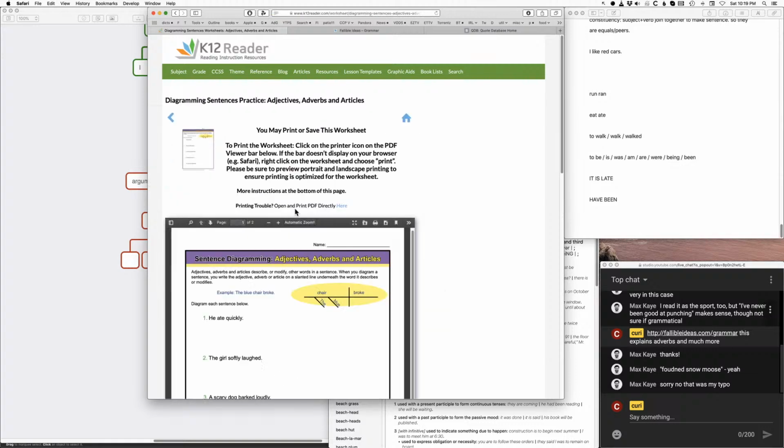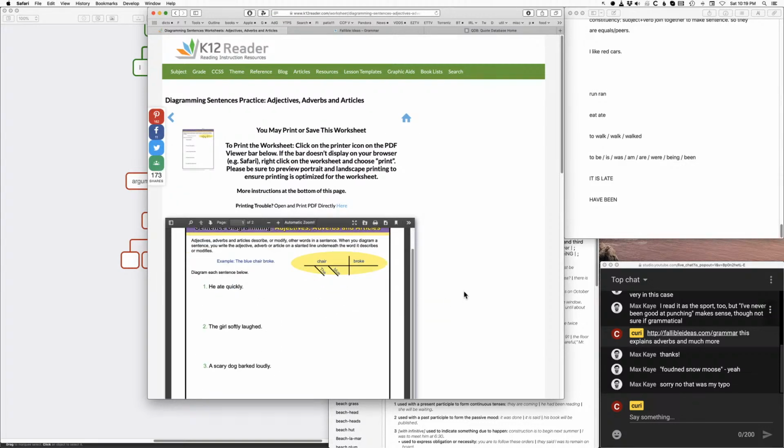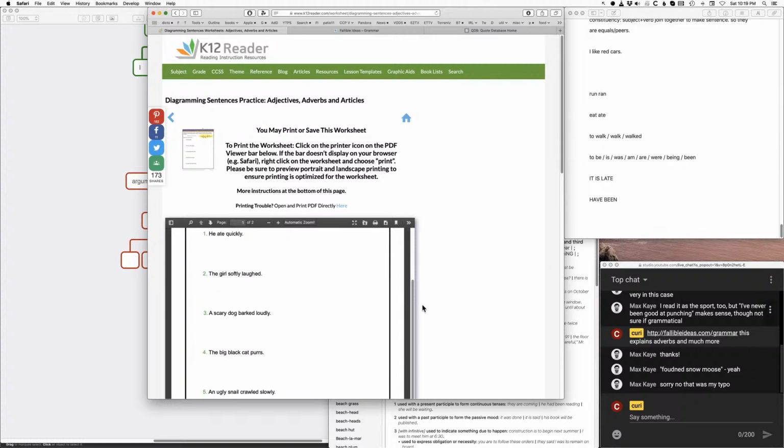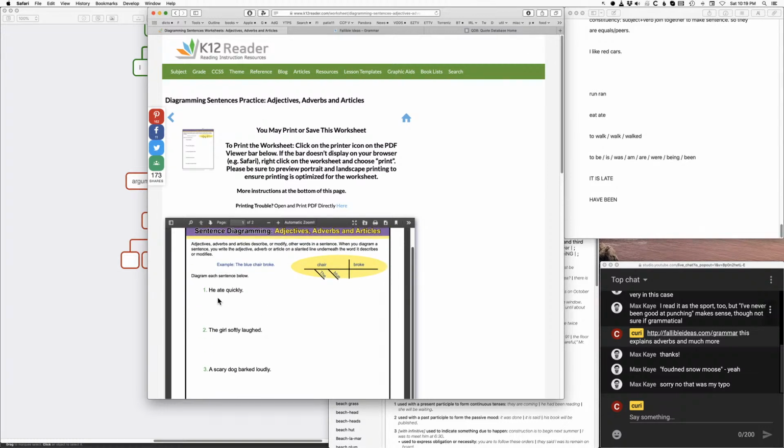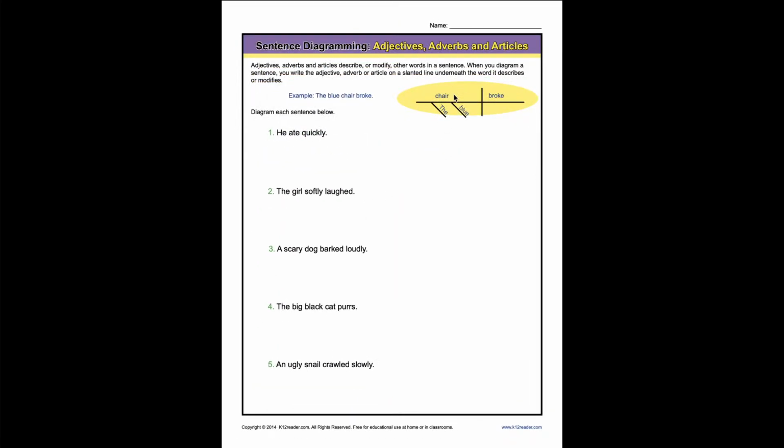Click to view. Here we go. All right, this is like some low grade level, so they have easy sentences. Perfect. Oh, hey, they have the chart thing with the words. I forget what it's called. Yeah, sentence diagramming.